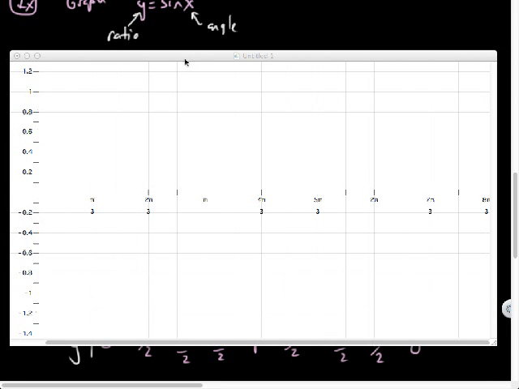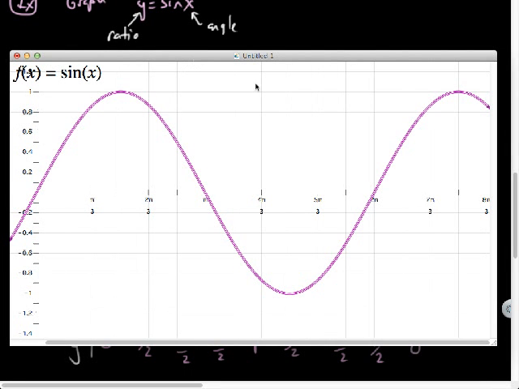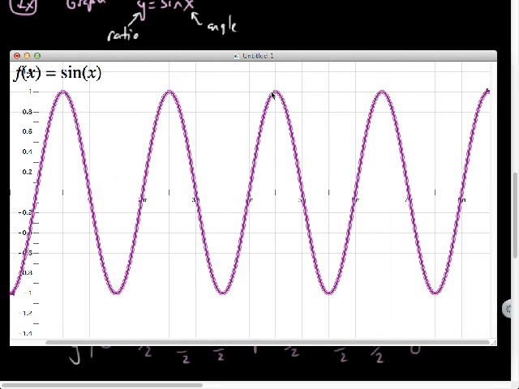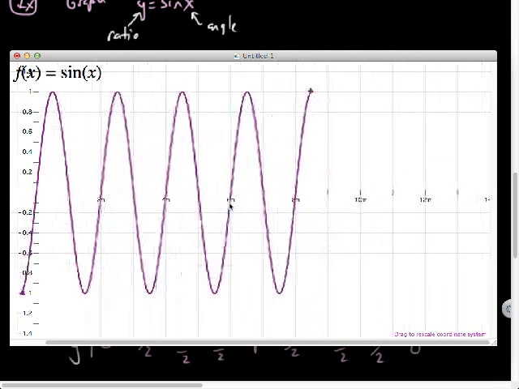Like so. Here we are. So you can see my graph of y equals sine x. Line style, medium right here. And so you can see that it actually would repeat. If I delete it and regraph it, it'll give us more versions of it. So you can see that it's repeating every 2 pi units.